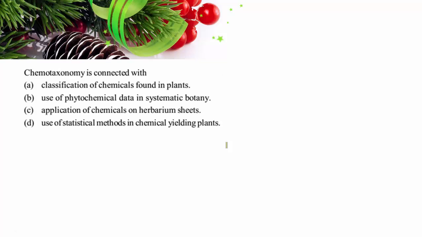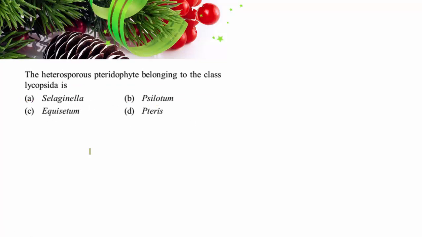So for this one, the answer is use of phytochemical data in systematic botany. It is used for the classification of plants on the basis of phytochemical data. On the basis of what kind of chemical components, such as alkaloids, are present in the plant, the plants are classified. So moving to the next one.